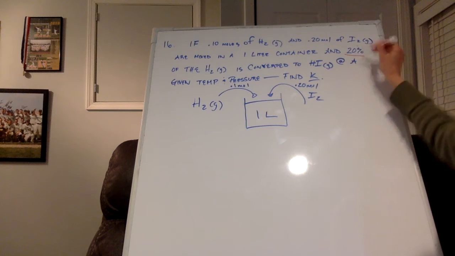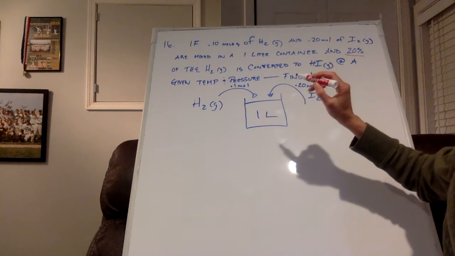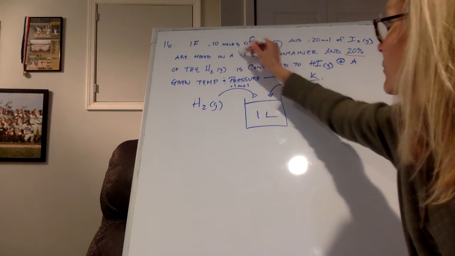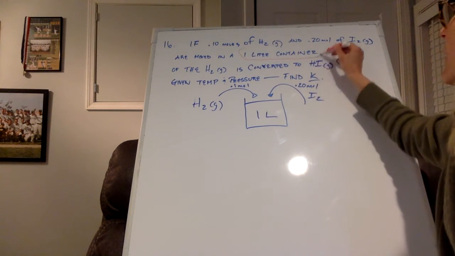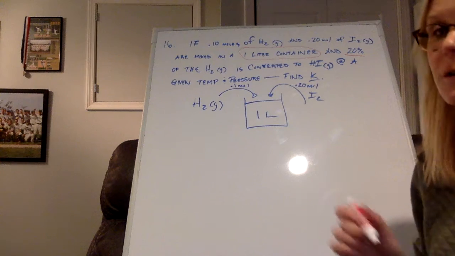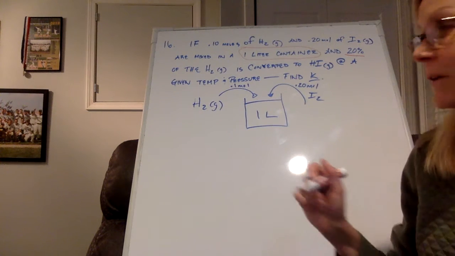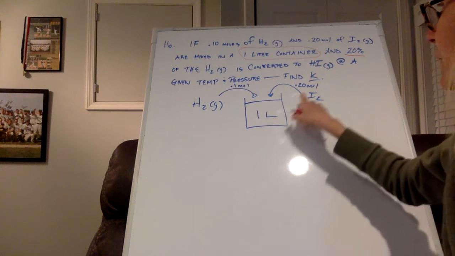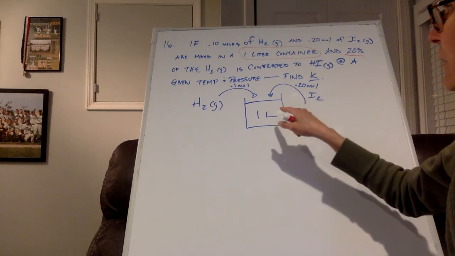The 20% is converted, and that you start off with a 1-liter container. Key. Because I know I have 0.1 moles going into 1 liter. I have 0.2 moles going into 1 liter.